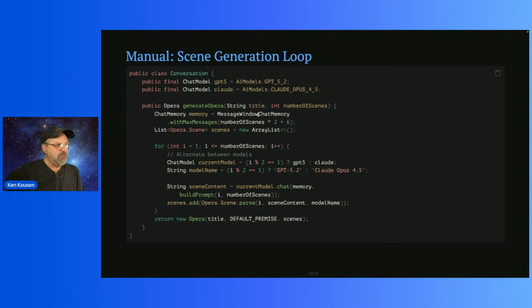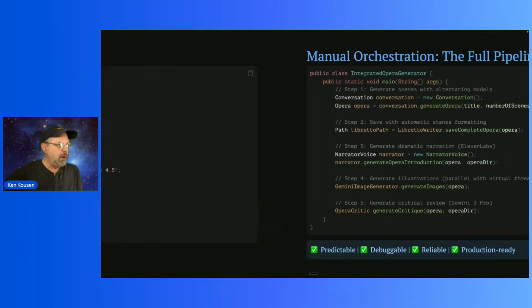And I picked the message window chat memory, where when you specify how many scenes, double it, because we're going back and forth for each scene, and then add a certain number on top to make sure I have enough messages to manage this. And I'll make the scenes here, and I'm just putting in a basic simple loop where I just see, am I even or odd? And that decides which one I'm going to, and go ahead and pass in the memory as well as the prompt, and just parse the results and just go back and forth one by one.